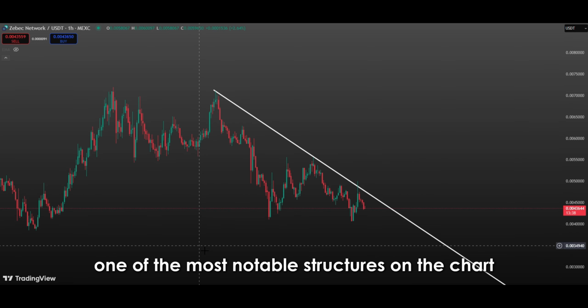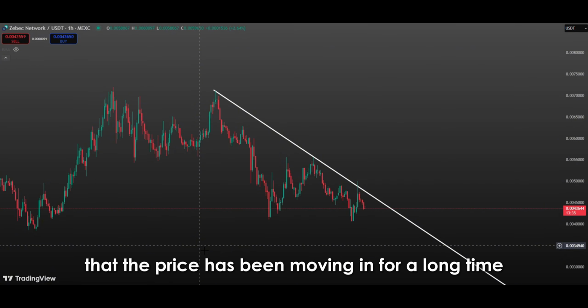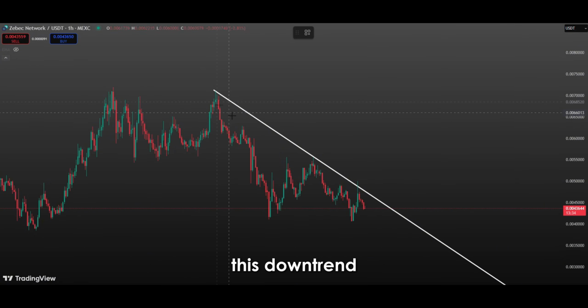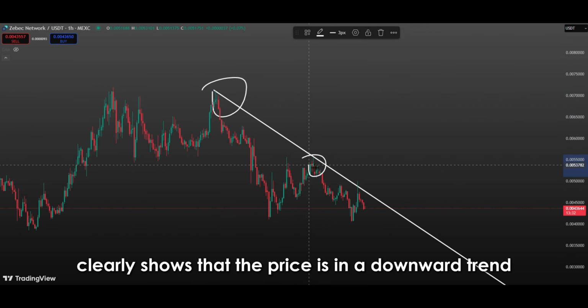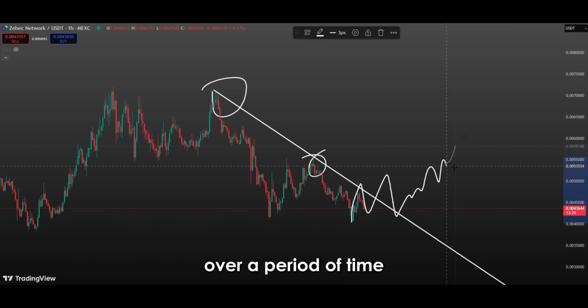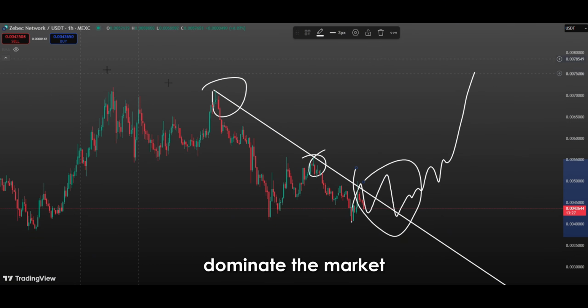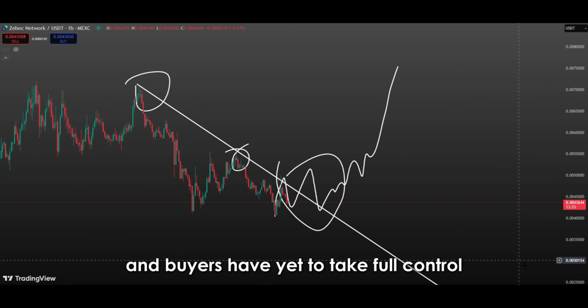One of the most notable structures on the chart is the downtrend structure that the price has been moving in for a long time. This downtrend clearly shows that the price is in a downward trend, forming lower highs and lower lows over a period of time. This type of structure usually indicates that sellers dominate the market and buyers have yet to take full control.